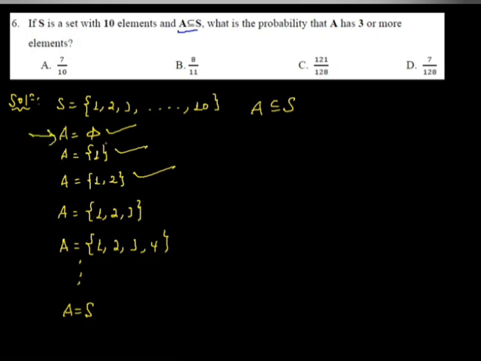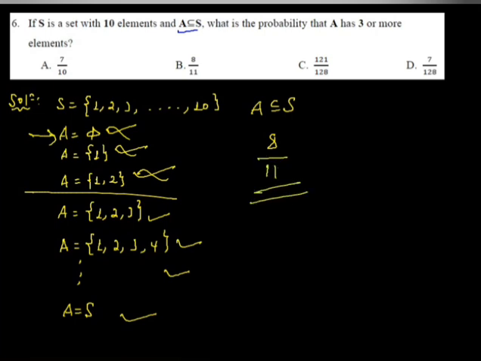So we ignore the first three things because the question is, what is the probability that A has 3 or more elements? So 3 or more elements means we ignore the first 3 part, and we take the possibilities of the rest. There are 8 other possibilities for A to have 3 or more elements out of the 11. So 8 over 11 is the probability that A has 3 or more elements. So 8 over 11 will be the answer.